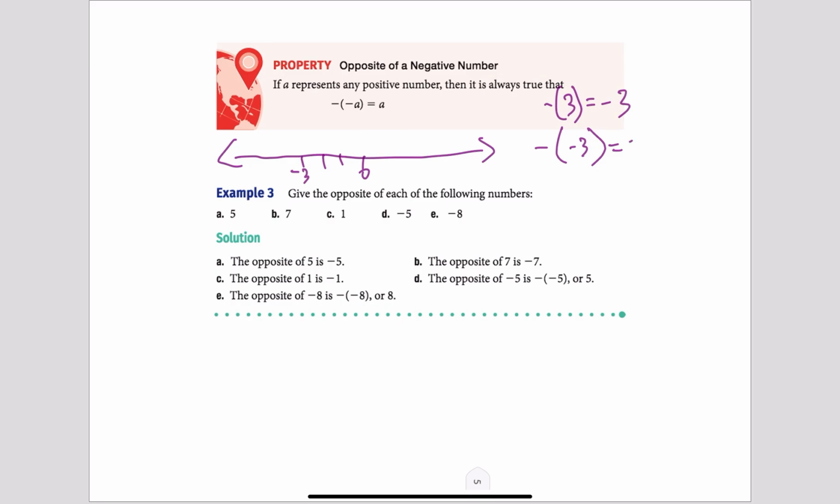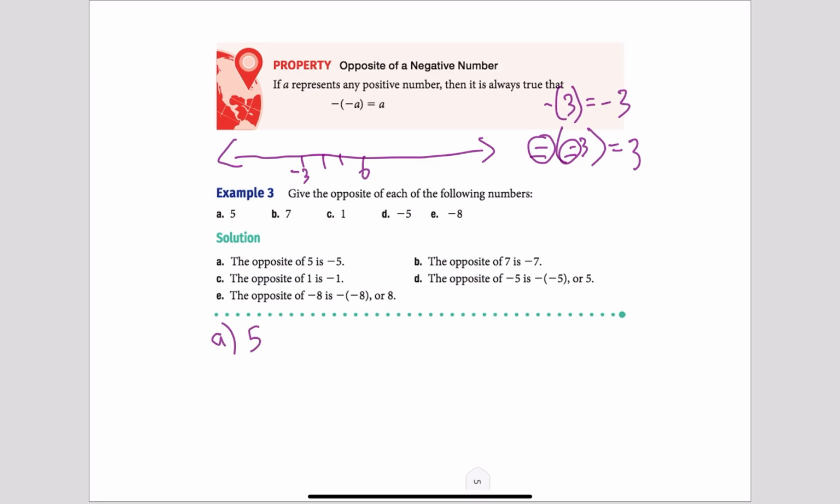That's positive 3. So this is where the idea comes from that a negative and a negative make a positive, because when you multiply two negatives, you get a positive. When you take the opposite of a negative, you get a positive. And so that's where that idea comes from. Now, let's give some opposites of some numbers here. So A through E, you can see the answers are already there, but we're going to do them together.